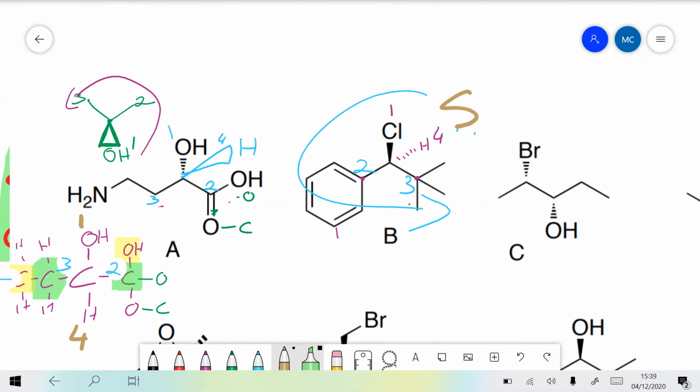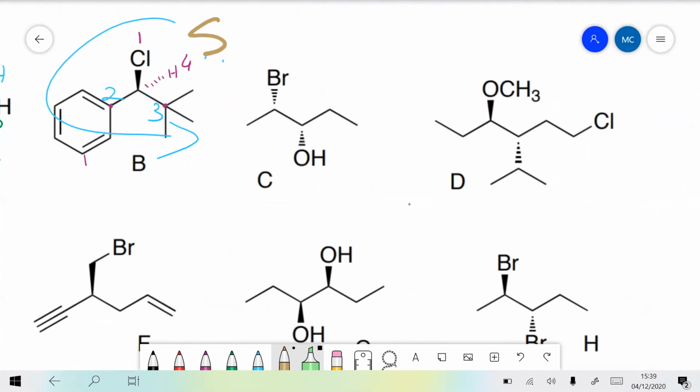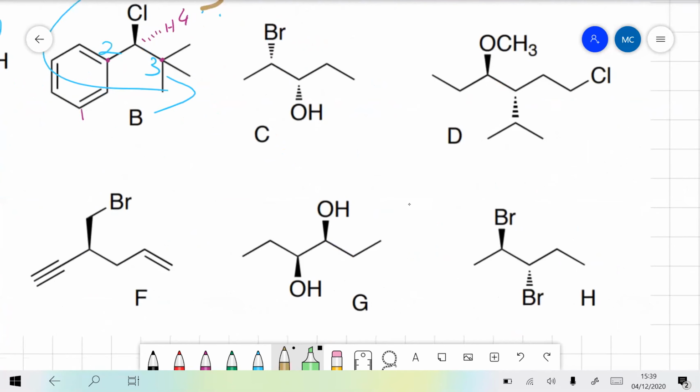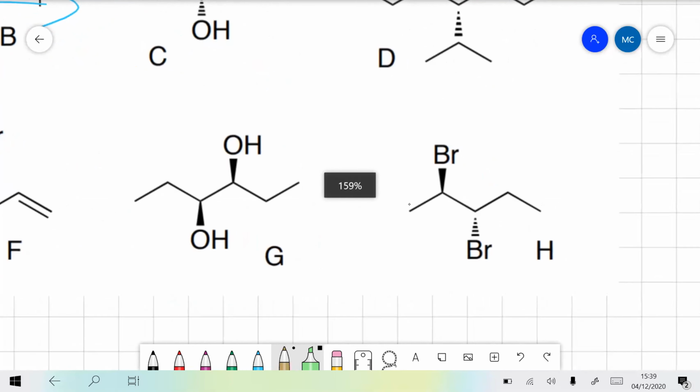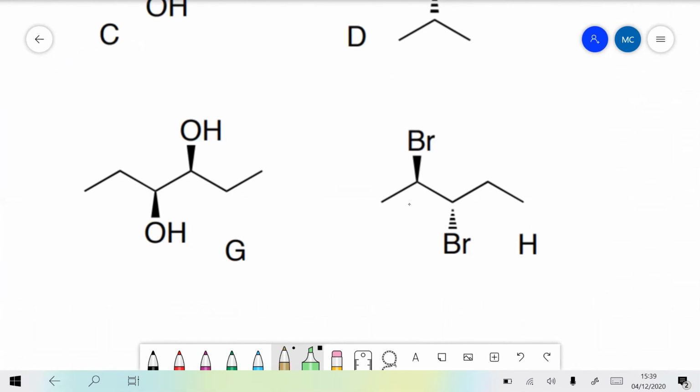Now, same here in C would be something similar, but before we do C, let's actually do H, because H is actually quite important. Okay? Compounds like H are actually quite important. Why? In H, I can immediately quickly assign the groups as 1, 2, 3, 4.